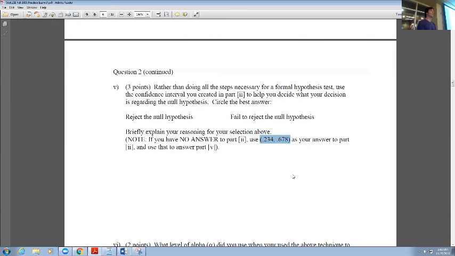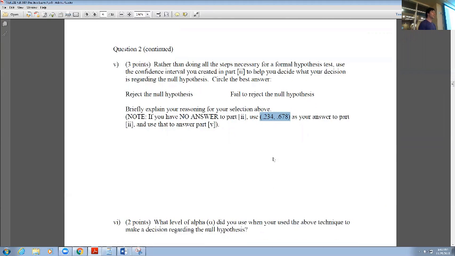But in this instance, since 75 is not in our interval, we reject it. And that's the whole reason, because anything outside the interval does not seem plausible.